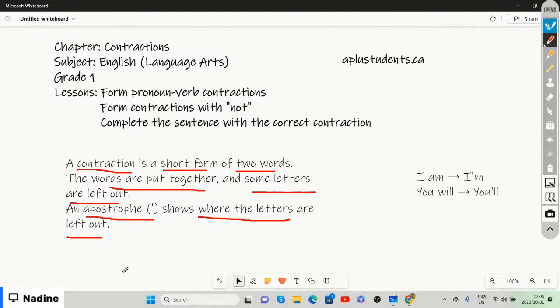So a contraction is a short form of two words. So we have our two different words. So we're then going to put it together, right? Almost like to make one word. And there's going to be either one or more letters that we're going to leave out. And whatever we leave out, we put an apostrophe which will show where the letters have been left out.